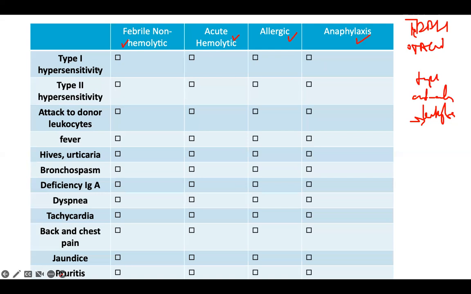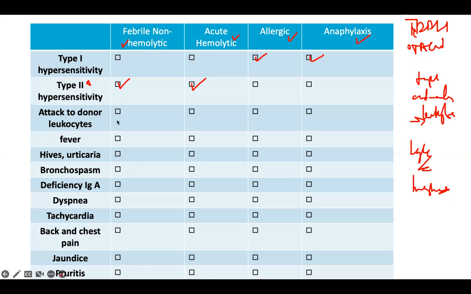So type 1 is usually associated with IgE, okay? IgE is an immune-mediated allergy reaction, basically, and is due to histamine release from mast cells. And therefore, you expect that to be common with allergic reaction, okay, and anaphylactic reaction. Type 2, I told you, is an antibody-antigen reaction. If it occurs with the individual's leukocytes, it is a febrile reaction. If it occurs with the antigen and antibody on the blood cell itself, it's acute hemolytic. So these two are together, and these two are together.